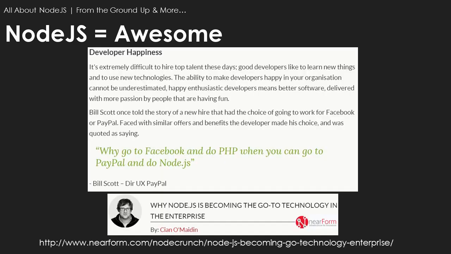I am also going to quote a few paragraphs from an interesting article written by Kian O'Maiden. In this article, Kian sums up some of the reasons why Node.js is going to be the go-to technology for enterprises. One of the first reasons he writes about is how developers are really happy to embrace Node.js since it's new and pretty awesome. Kian quotes Bill Scott, Director of User Experience at PayPal, who says, and I quote, "Why go to Facebook and do PHP when you can go to PayPal and do Node.js?" I think that pretty much sums up how developers are looking at Node.js.